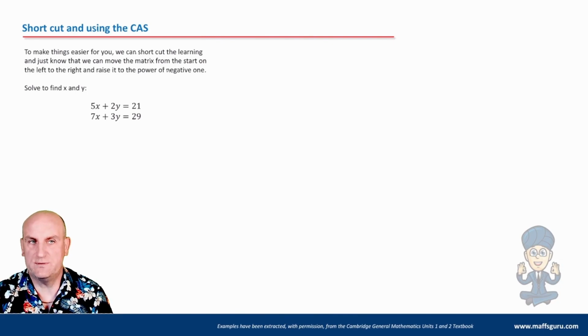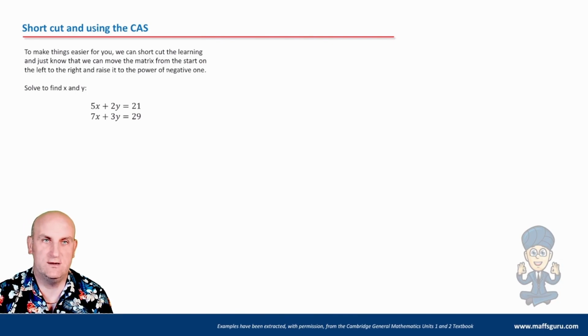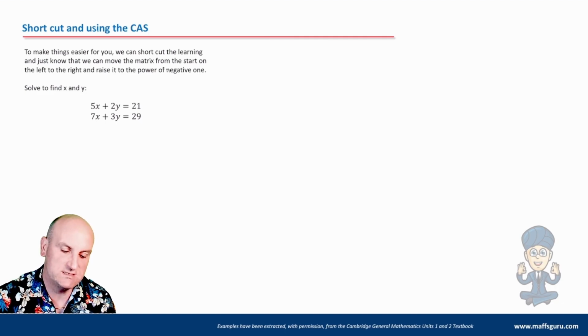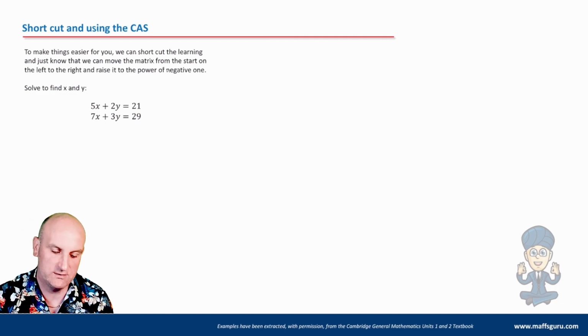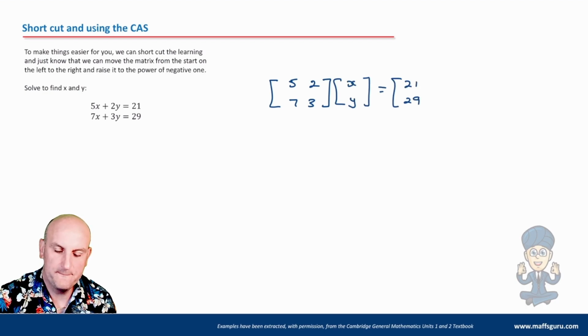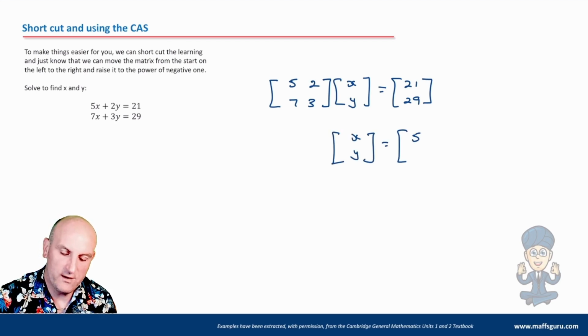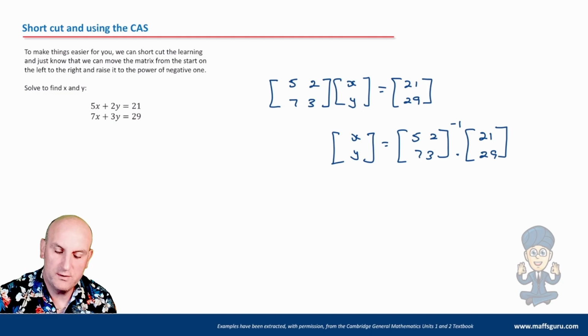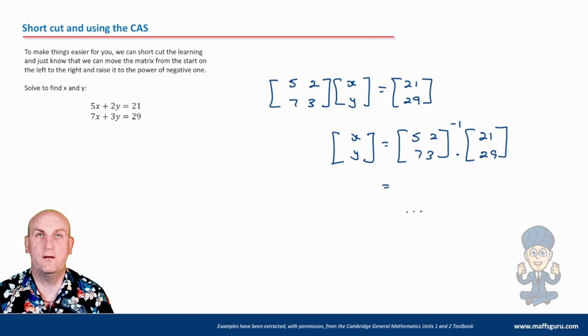Can we use the CAS? Absolutely, we can use the CAS, and I've just shown you how to use the CAS. So again, in this situation, if I was just given that question and I wanted to go at it without all the matrix algebra, I would write this out first as 5, 2, 7, 3 times xy equals 21, 29. And then I would go straight to the next line and say that xy is equal to 5, 2, 7, 3. Remember, because I've moved it to the other side, I've got to do its inverse, times by 21, 29, put it into my CAS, and out would come my answer.